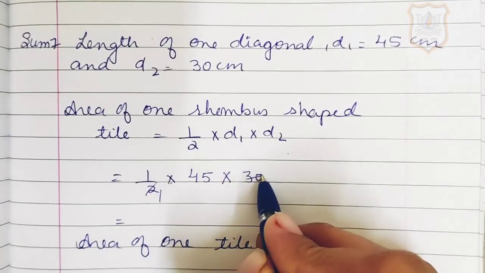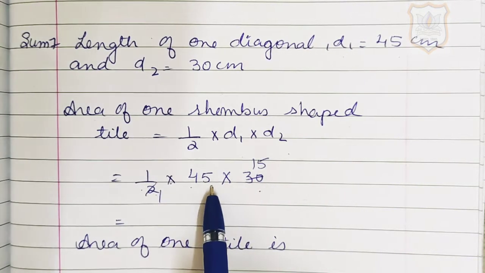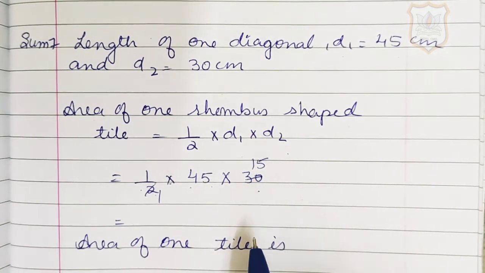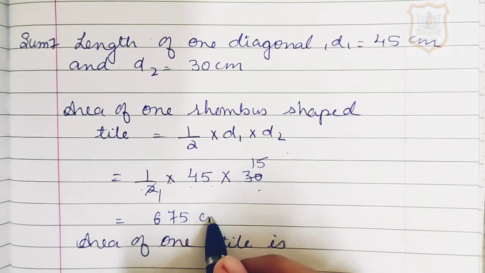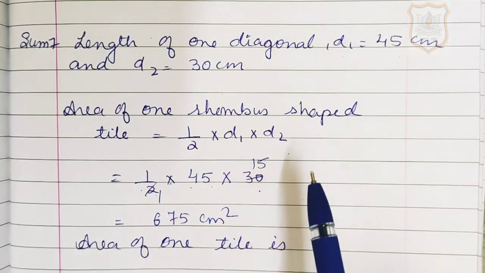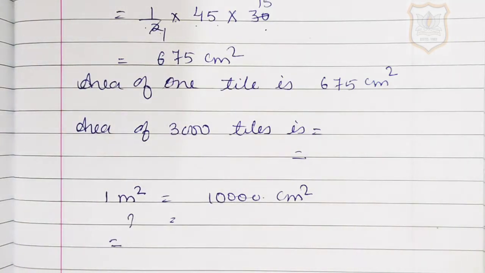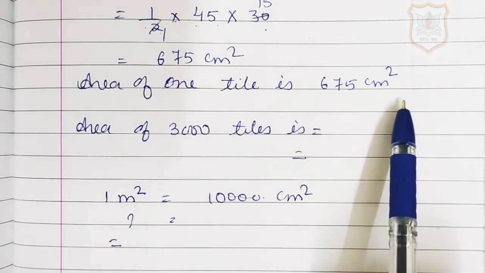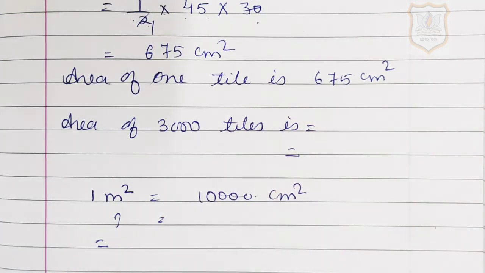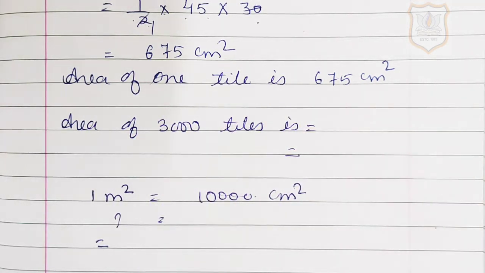So 2 ones are 2, 15 twos are 30. Now we will multiply this 45 into 15. By multiplying 45 and 15 we will get 675 centimeter square. So the area of one rhombus shaped tile is 675 centimeter square. So students, here we have found out that the area of one tile is 675 centimeter square.